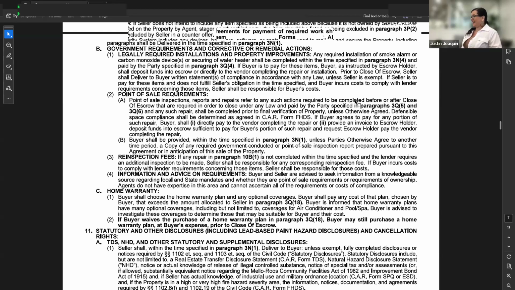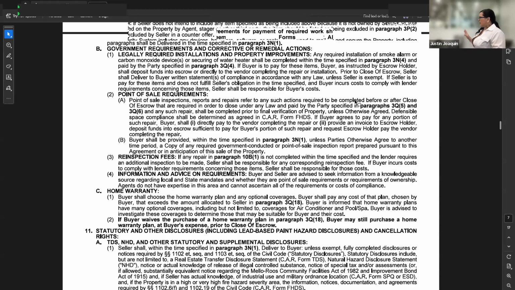A city or a county, okay? And paid by whoever we specified over in the grid. Has to be done prior to the final walkthrough, known as the final verification of property condition, and that also applies to the defensible space. So what does that mean?